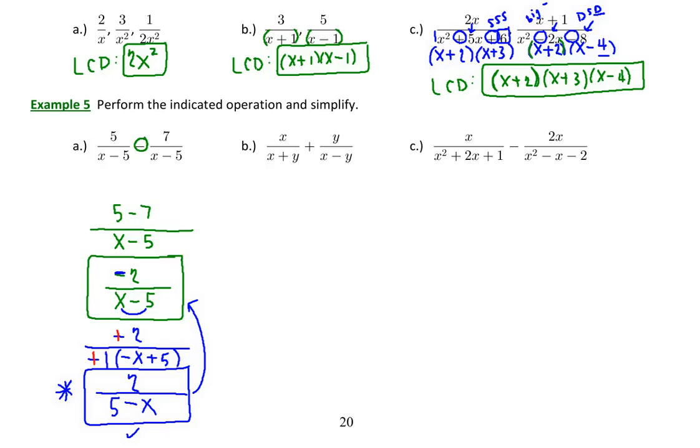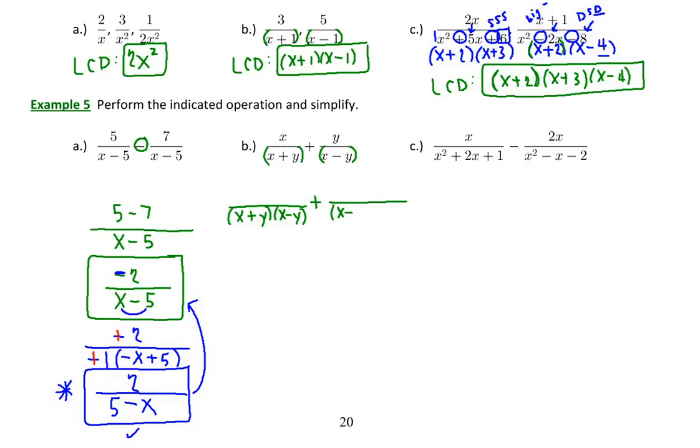Okay, let's try example B. We have x over x plus y over x minus y. So our first job here is to find the lowest common denominator. So we've got the case of having binomial denominators. Those two factors are distinct, so our LCD must contain each one of those factors. So what I'm going to do is update this old first fraction to having the LCD x plus y times x minus y. And we want to do the same thing for this second one.